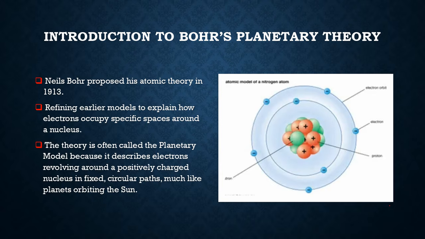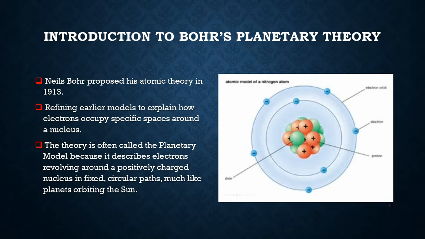Bohr's planetary theory was proposed by a scientist called Niels Bohr in the year 1913. This work was done to refine the earlier model to explain how electrons occupy specific spaces around a nucleus. The theory is often called the planetary model because it describes electrons revolving around a positively charged nucleus in fixed circular paths, much like planets orbiting the sun.